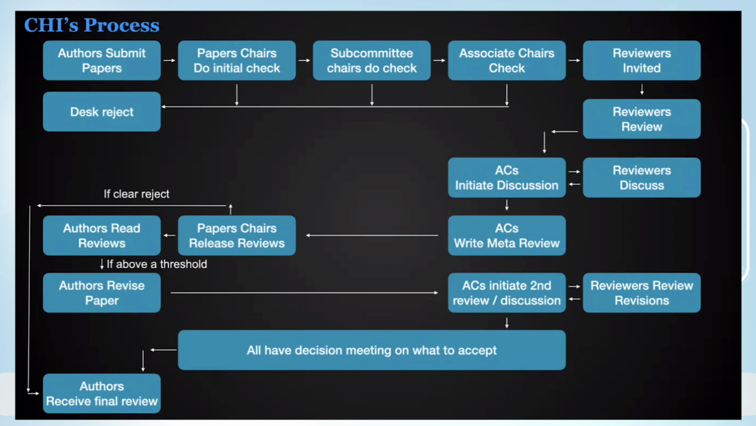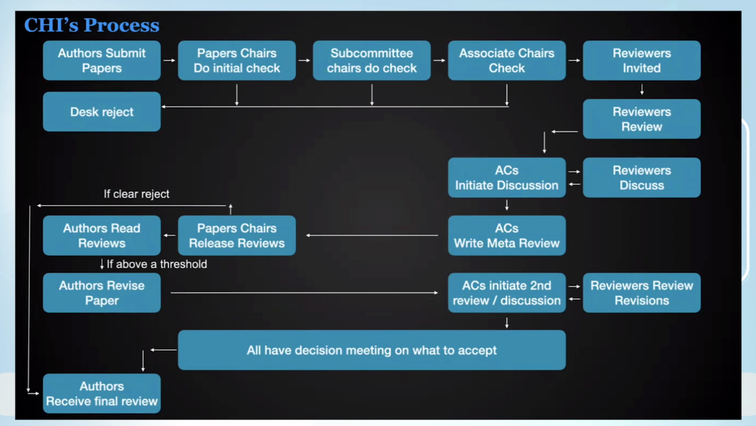The AC will then write a meta review, and that will then get sent up to the papers chairs, and the papers chairs will wait till all the meta reviews are in, and then they'll be making a kind of threshold decision at that point. If a paper is below a threshold and nobody is recommending it for revise and resubmit or accept, then it just gets rejected at that point. But anything that looks like it could be improved for publishing gets sent to the author for revision.